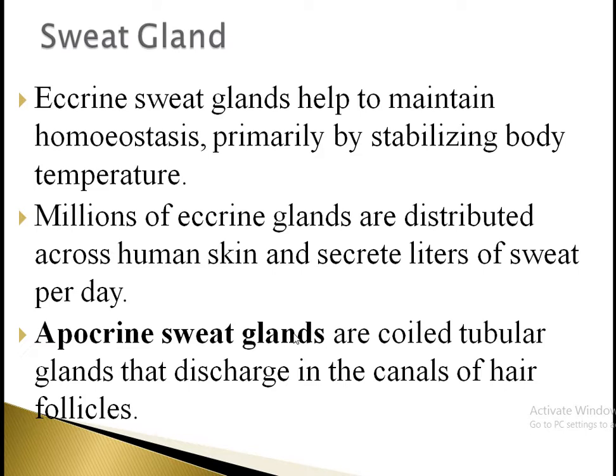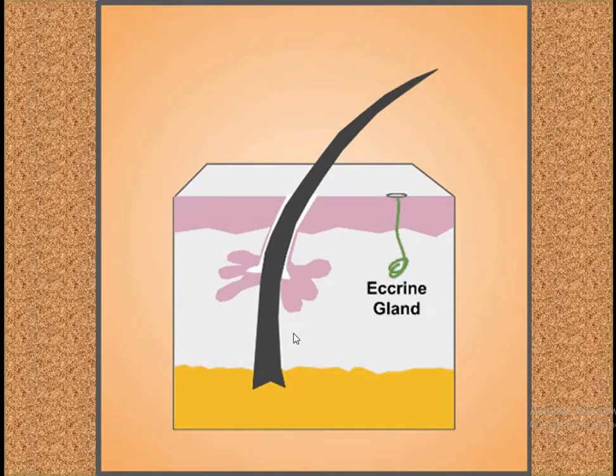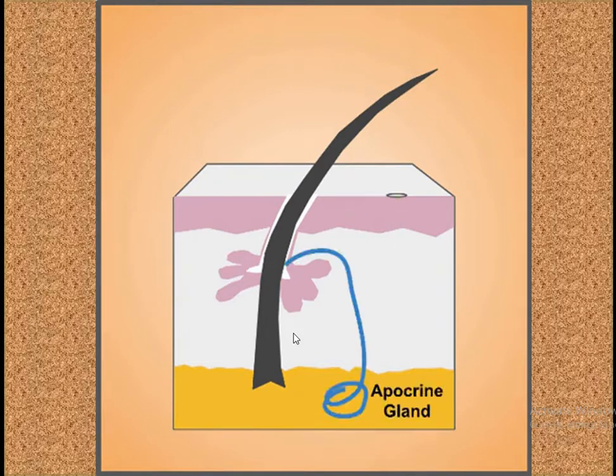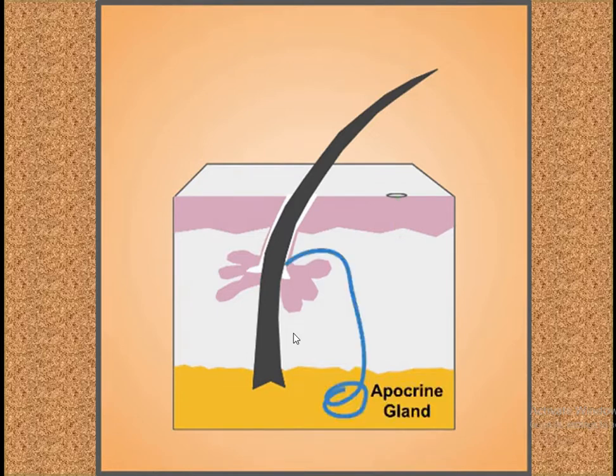The other type is the apocrine sweat glands. They are again coiled tubular glands, but they discharge in the canals of hair follicles. I will show you the picture of the two types. This is the picture to show how the two types are working. Eccrine pouring the secretion over the skin, while the other are mainly present in the roots of the hair.